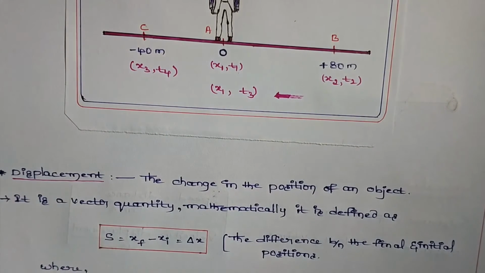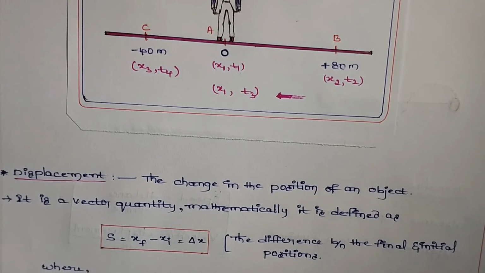And it is a vector quantity. And distance is a scalar quantity. For a vector quantity, there will be both magnitude and direction. And for a scalar quantity, there is no direction. It has only magnitude. Here, displacement is a vector quantity. It has both magnitude and direction.